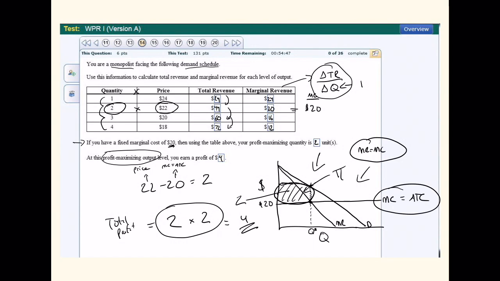I think a little confusion surrounding this problem was the fact that marginal cost does equal average total cost. But since marginal cost is a horizontal line, it's a fixed marginal cost, it should make sense to us that it would equal the average total cost.